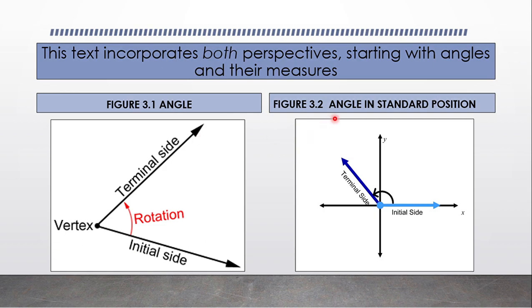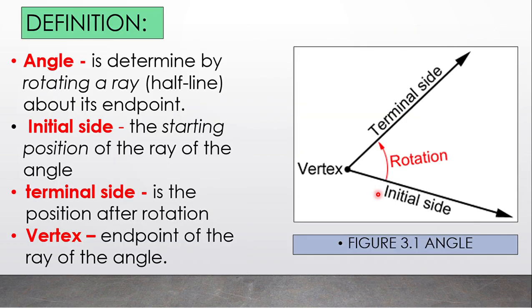In the other figure, Figure 3.2, we have an angle in standard position. In standard position, the initial side remains on the x-axis. The initial side does not move, and the terminal side is the one that rotates around the circle. The terminal side will form an angle. Let's proceed to the next.